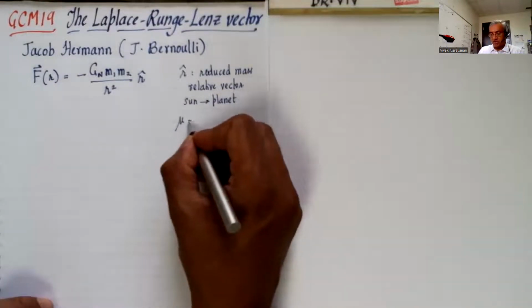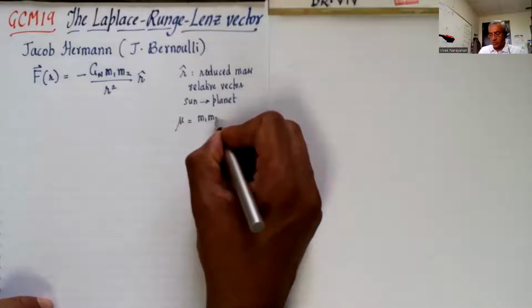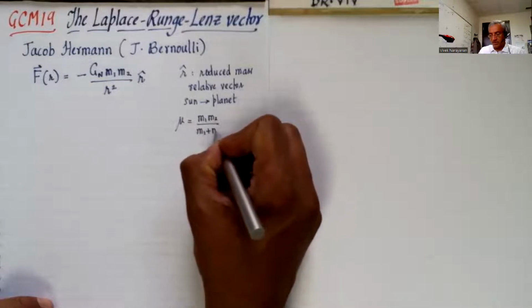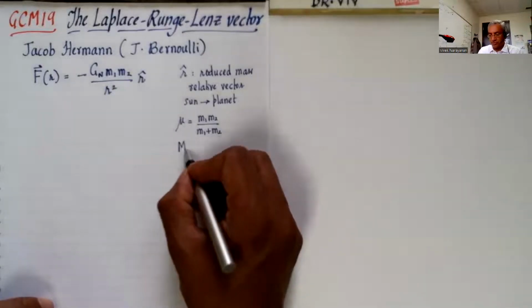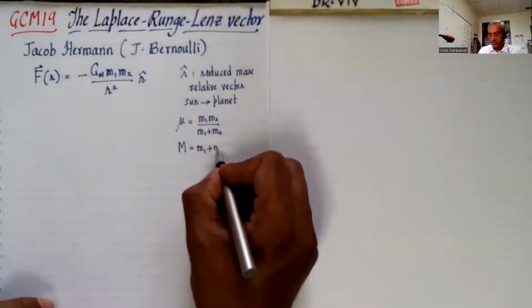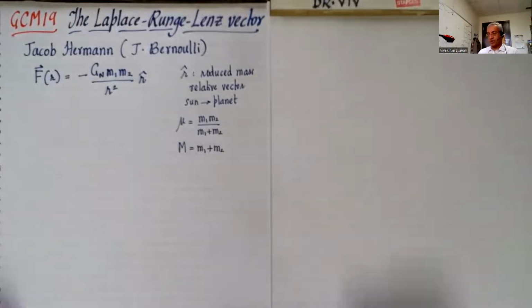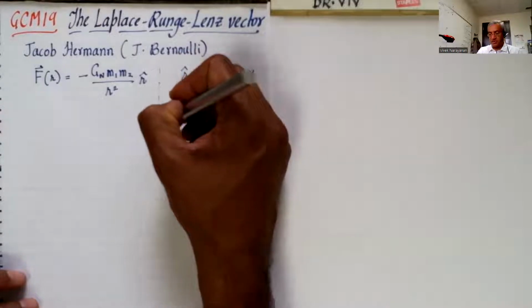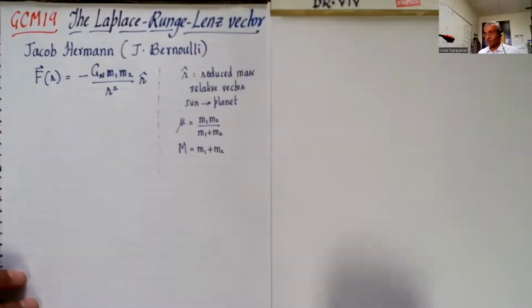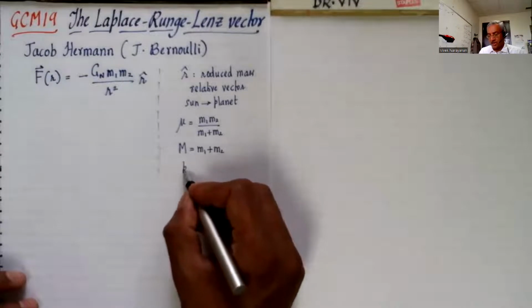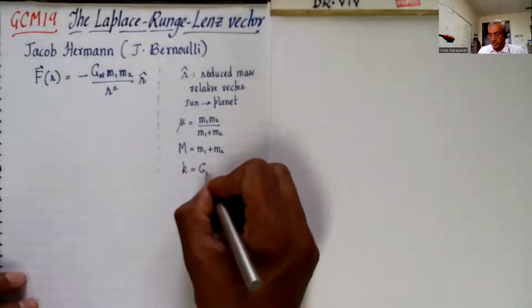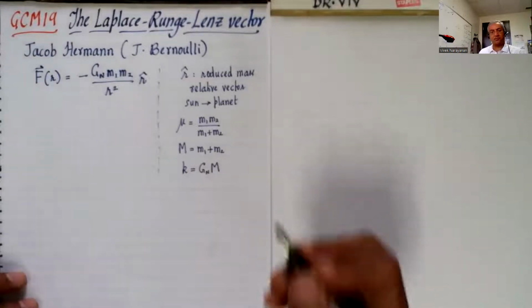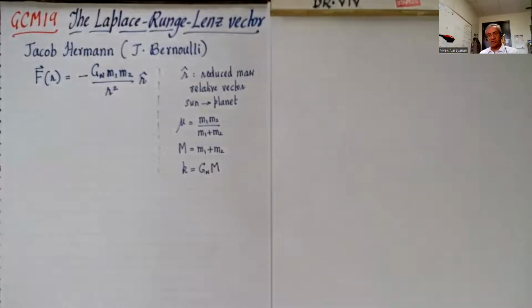The reduced mass, mu, is given as m1 m2 over m1 plus m2. I introduced this last time in the context of the two-body problem. We also defined a total mass M, which is the sum of the two masses, for example, the sun and the earth. So let's just keep all this in the back burner. I'm also going to define a new constant, k, unrelated to any uses of k in the previous video. And this is G Newton times the total mass M. We'll soon see this quantity k coming up quite frequently.